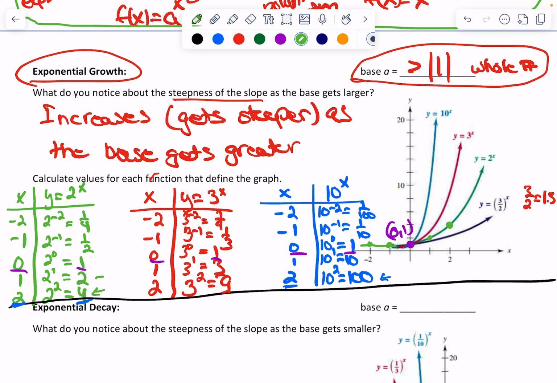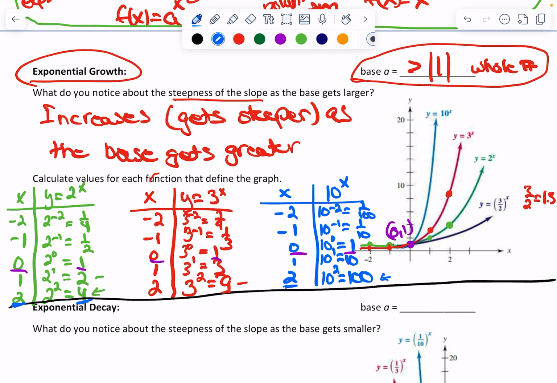Okay, what about the 3 to the power of x? Our first point is 2 and 9. So 2 and 9 is here. Next one is 1 and 3. So that's going to be right here. Then we have the 0, 1, and then we're going to get closer and closer to the x-axis right here.